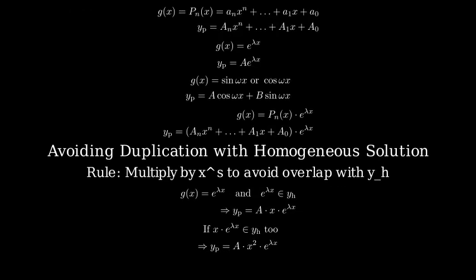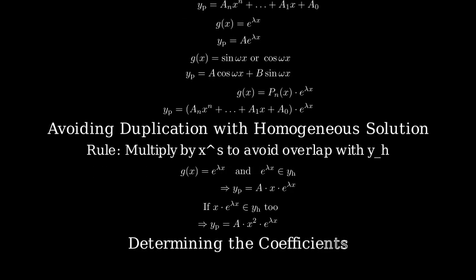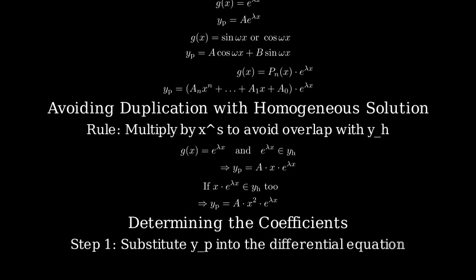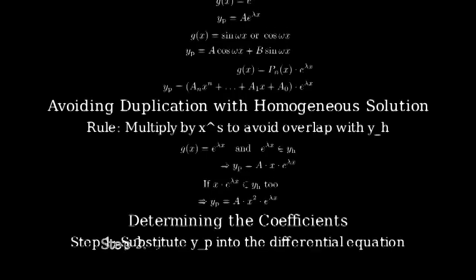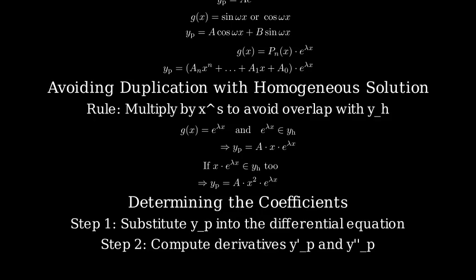Once we have the correct form for our particular solution, we need to determine the coefficients. Step 1. Substitute our trial y sub p into the original differential equation. Step 2. Compute the derivatives y prime sub p and y double prime sub p.